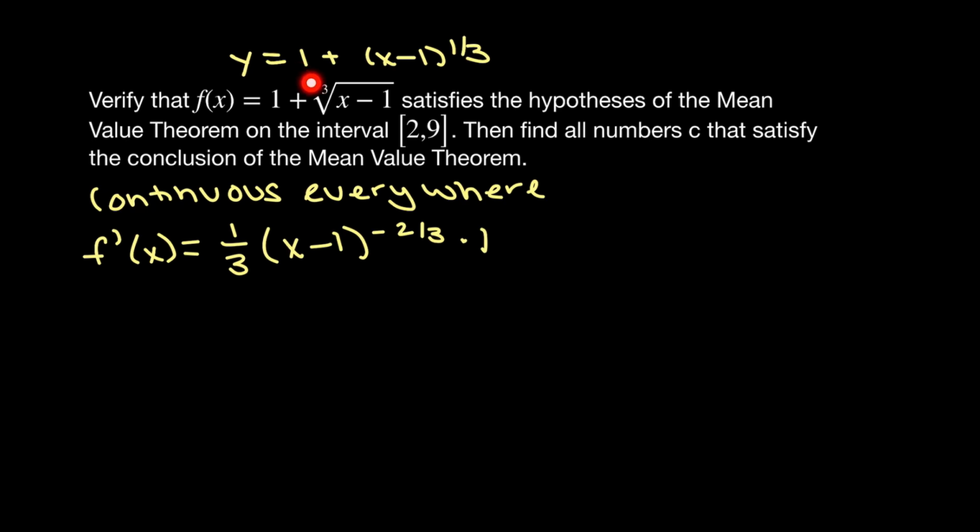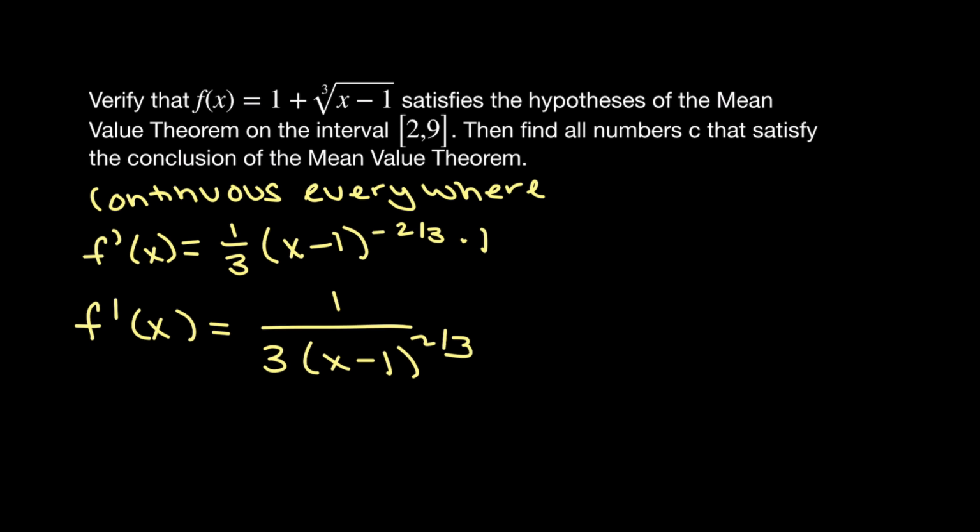Well, we've got the function 1 plus (x minus 1) to the 1/3. So to take the derivative, I would bring down the 1/3, and I get (x minus 1) to the negative 2/3. And then technically we have to use the chain rule and multiply by 1 because 1 is the derivative of that inside function. I can take that term to the negative 2/3, move it to the bottom. And so now I've got 1 divided by 3 times (x minus 1) to the 2/3.